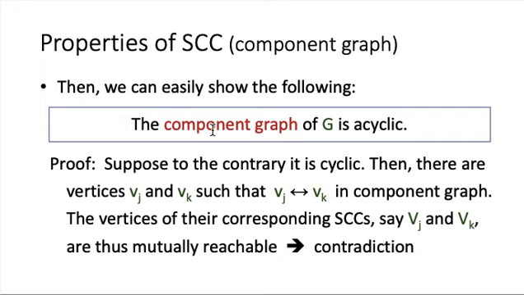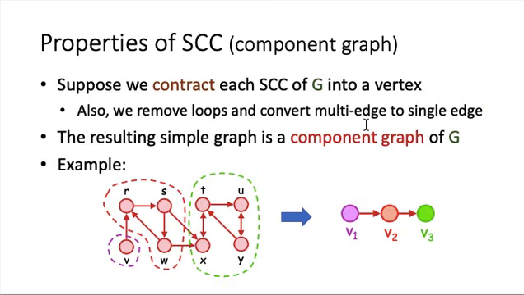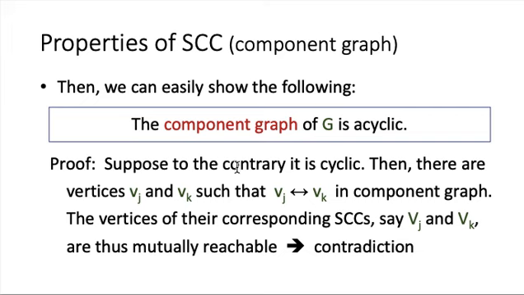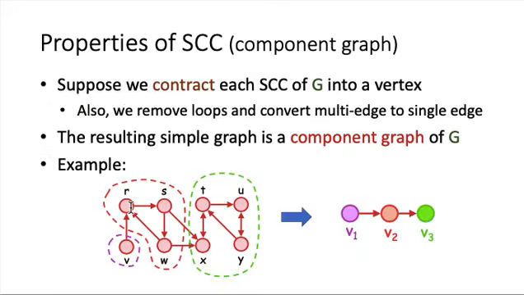Now we can easily show that the component graph of the original graph is acyclic. Here we see that it is still a directed graph, but we want to show that there is no cycle. We are going to show this by contradiction. Suppose to the contrary that this component graph is cyclic. Then inside the component graph, there are vertices Vj and Vk such that Vj can reach Vk and Vk can go back to Vj, because there is a cycle.